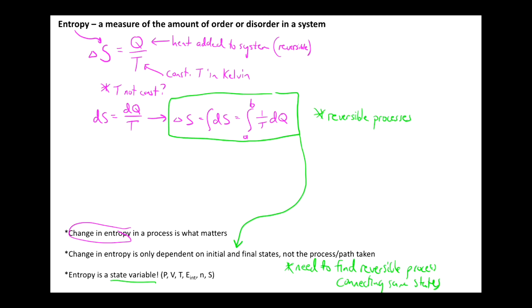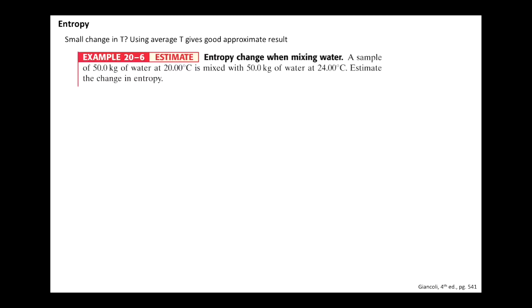So, our first example, we're going to start with an easier one just so you can get a feel for how this works, and then we'll do something a little bit more complicated that involves a real-world process. As long as you are dealing with a system that has a small change in temperature, it's okay to just use an average temperature, and it's going to give you a really good approximate result. So notice in this particular problem, entropy change when mixing water: 50 kilograms of water at 20 degrees Celsius mixed with 50 kilograms of water at 24 degrees Celsius.